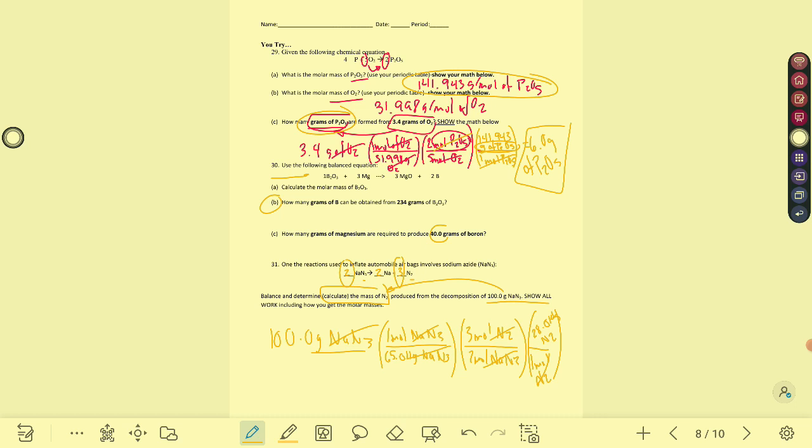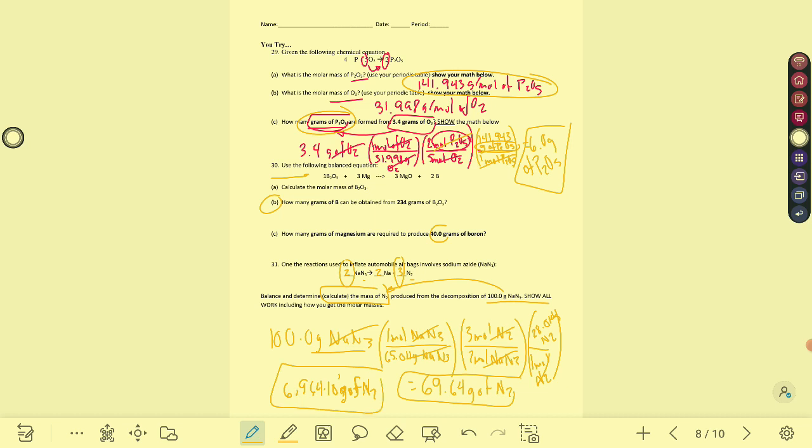Now in your calculator, you are going to type 100 divided by 65.011, times 3, divided by 2, times 28.014. Okay, and I get, with 4 sig figs, 69.64 grams of nitrogen gas, or 6.964 times 10 to the first. That's a G.